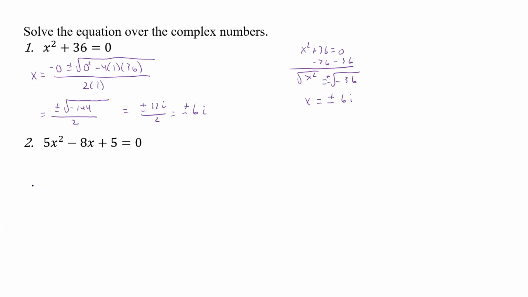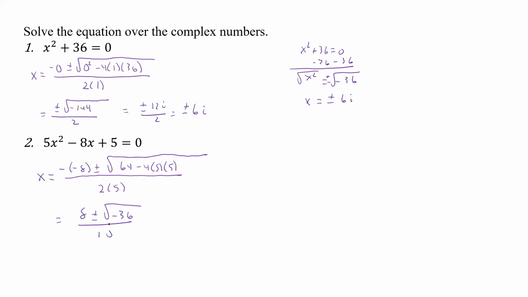All right, so the next one, let's go ahead and do again with the quadratic formula only. So it's going to be minus b, minus negative 8, plus or minus the square root of 8 squared, 64, minus 4 times a times c, and all over 2 times a. All right, so that's going to be 25 times 4 is 100, and that's going to give me 8 plus or minus the square root of negative 36 over 10.